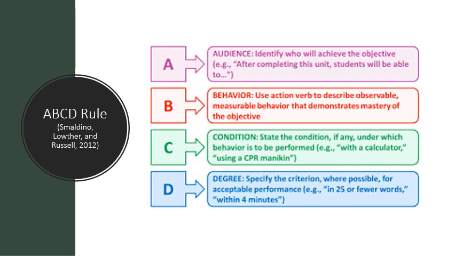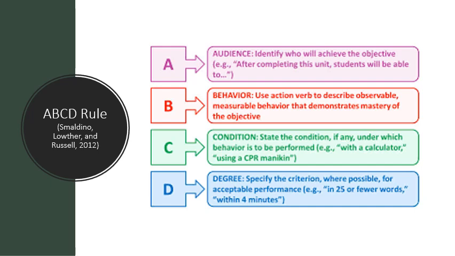What? Use the action verb to describe the observable, measurable behavior that demonstrates mastery of the objective. So what do you want to see in this objective? This answers what? For C, this is the condition which will answer under which circumstance. So you need to state the condition here, if any, under which behavior is to be performed. Example, with a calculator, using a CPR mannequin, using an ECG machine.